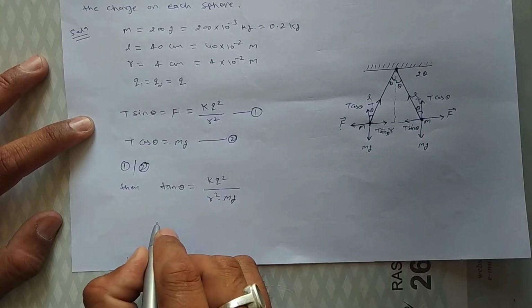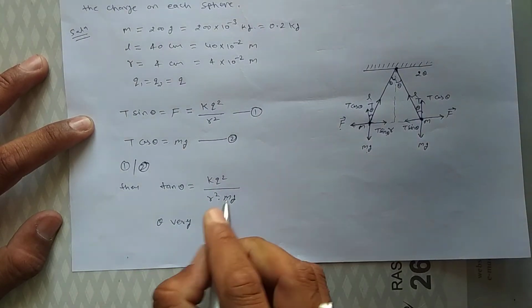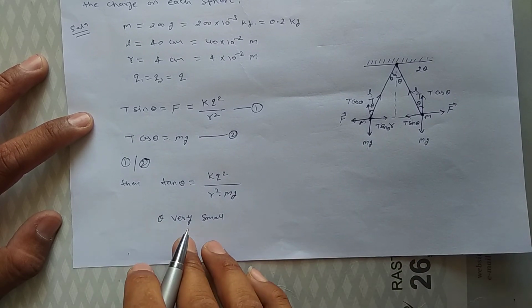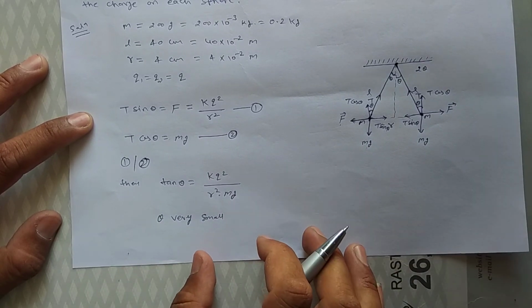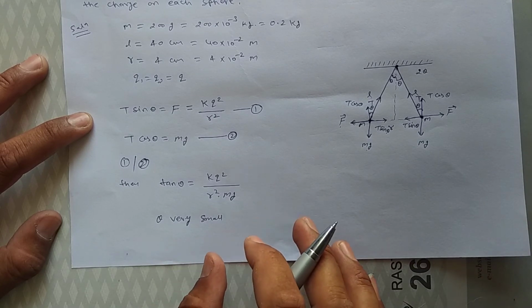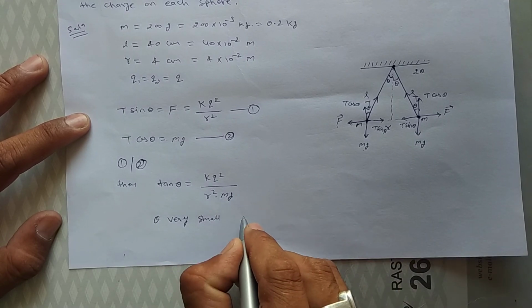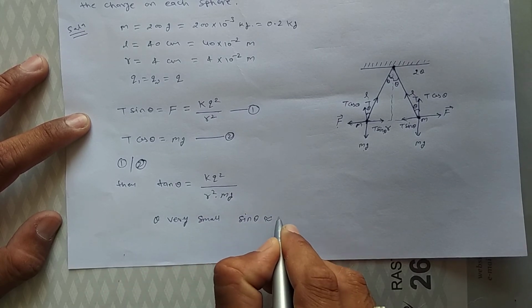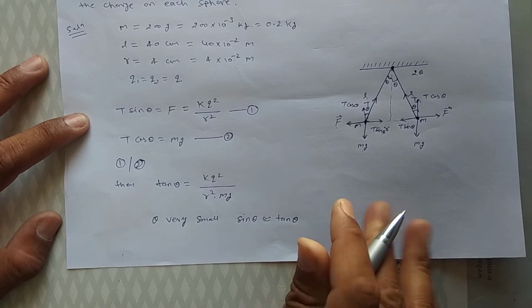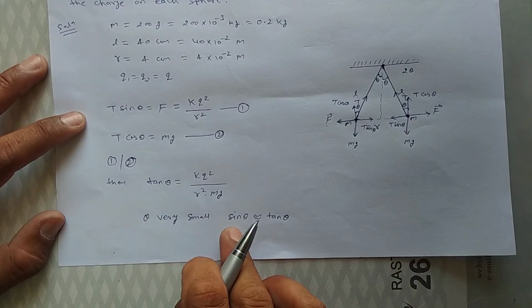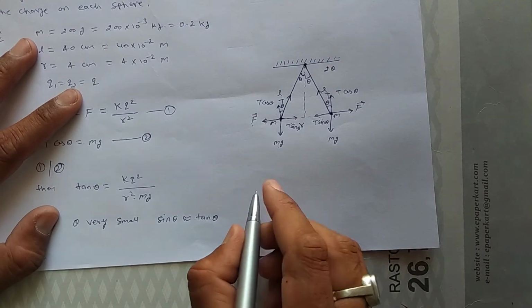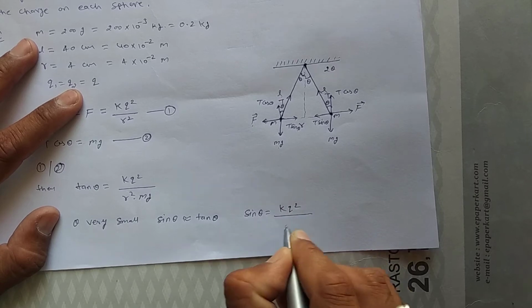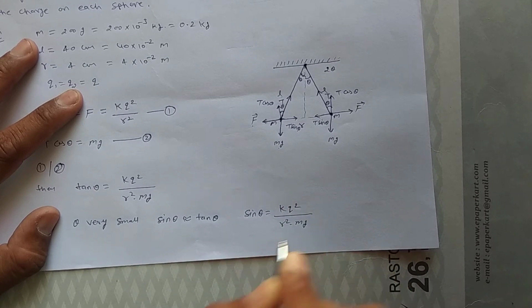Here theta is a very small quantity, so we know that if theta is very small, then sin theta is approximately equal to theta and tan theta is also approximately equal to theta. So if theta is very small, then sin theta is approximately equal to tan theta. So this tan theta is replaced by sin theta. So sin theta is equal to kq square upon r square mg.